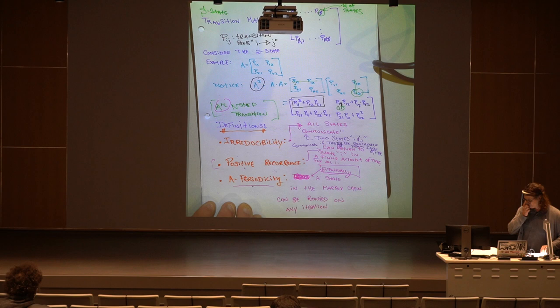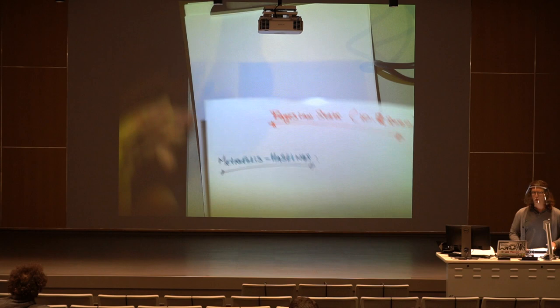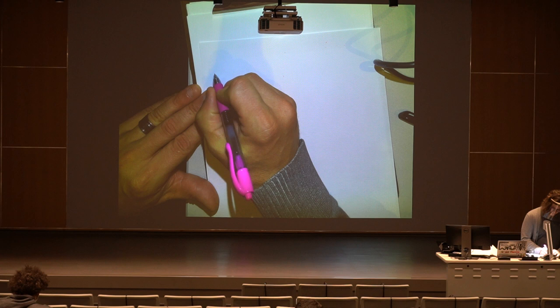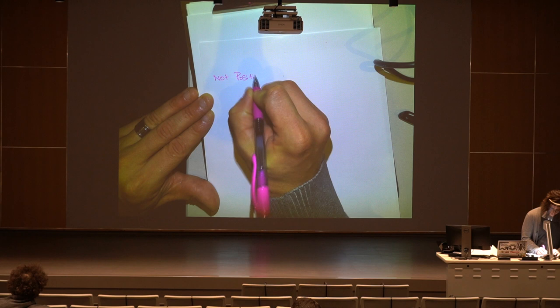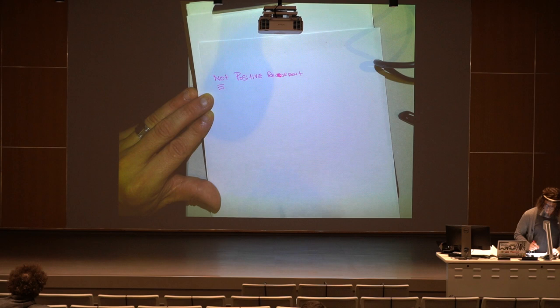Let's play with non-positive recurrence. I'm going to come back with a concrete example that we write down the algorithm on paper. Let me just kick it off with an example of something that's not positive recurrent. We've played around with this example.